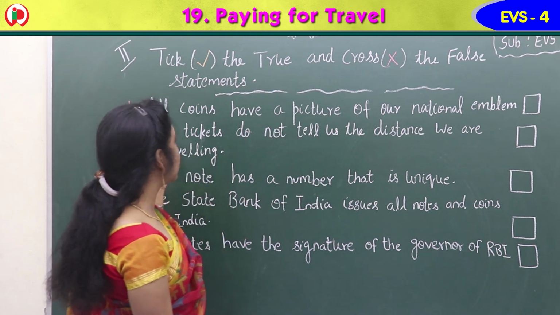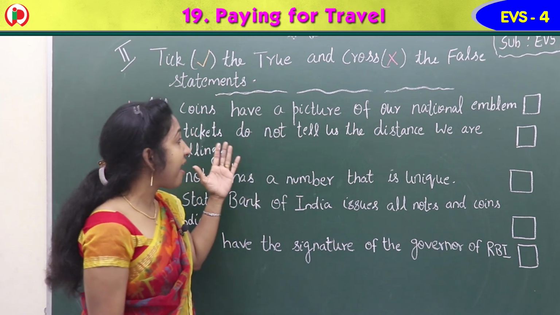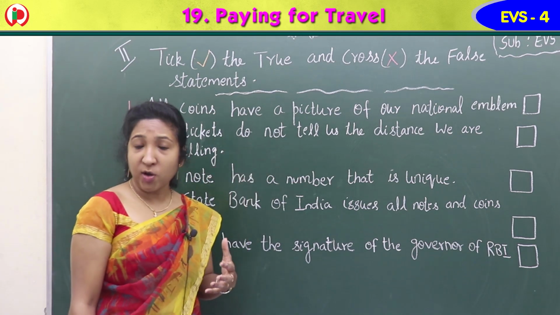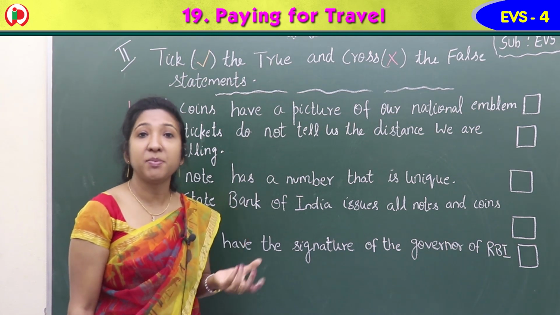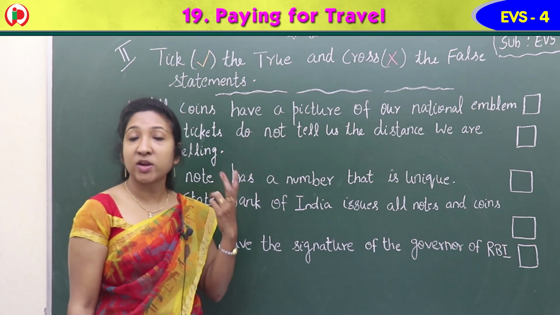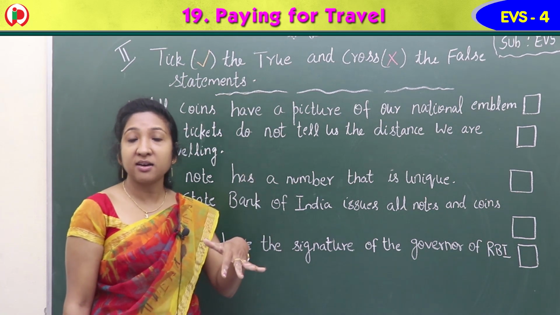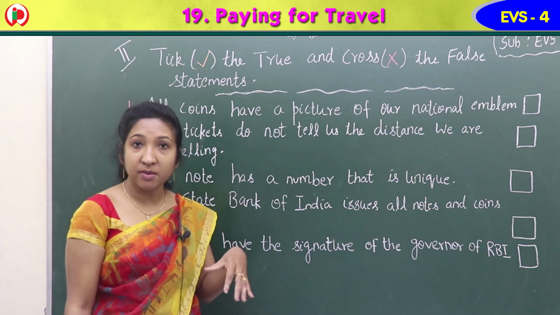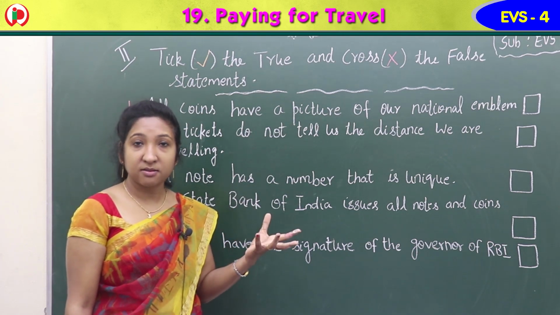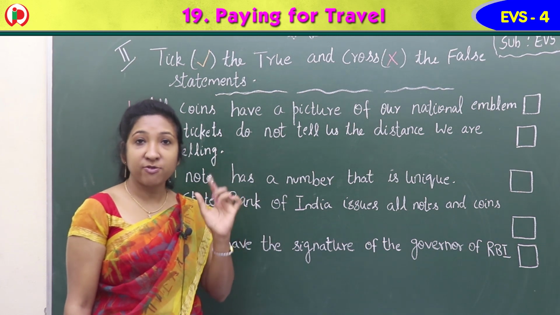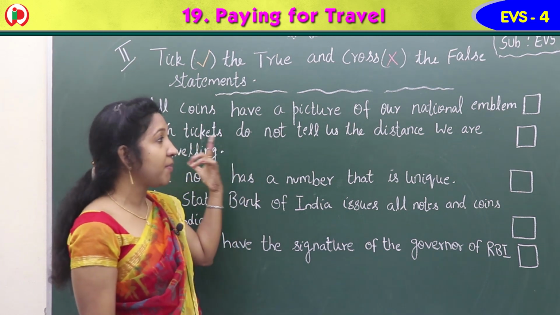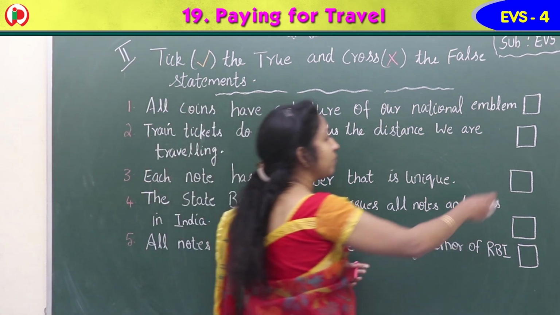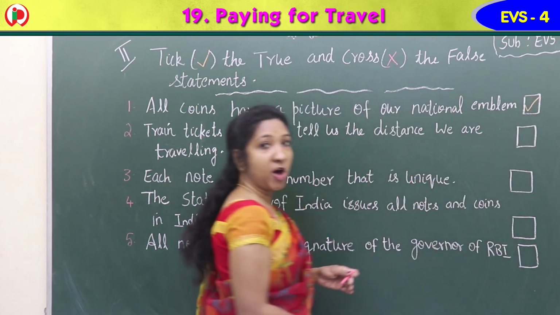Okay. So first one, all coins have a picture of our national emblem. Do all our coins have the picture of the national emblem? We have learned, isn't it? A coin has two sides. On one side the year and the value are mentioned. On the other side we have the national emblem printed on it, and the name of the country. So all coins have a picture of our national emblem. It is a true statement. So you have to put a tick in the square box.